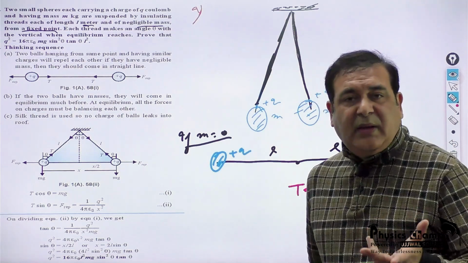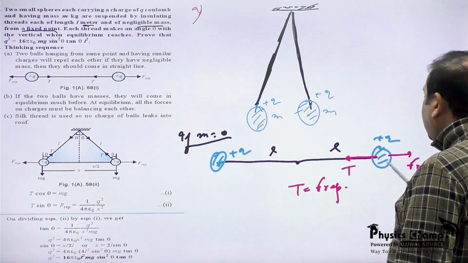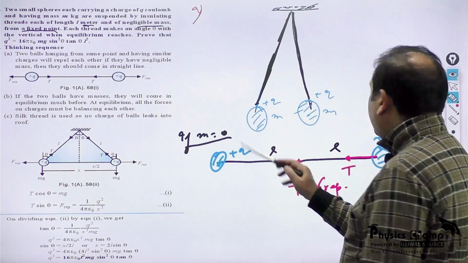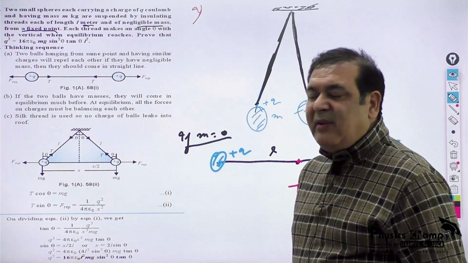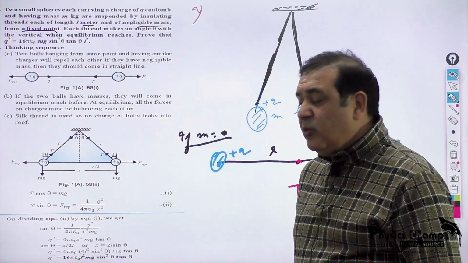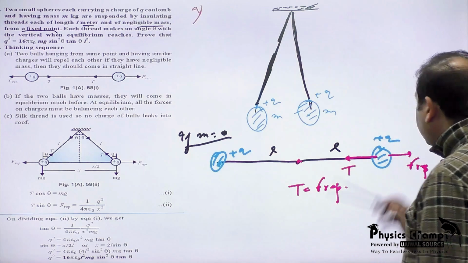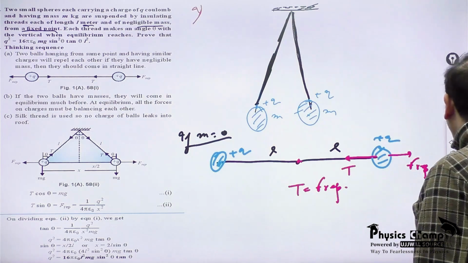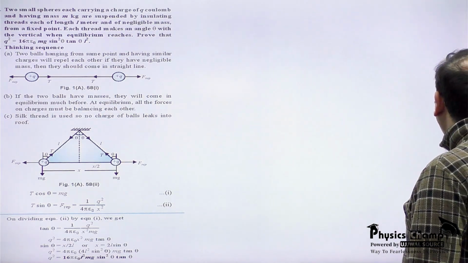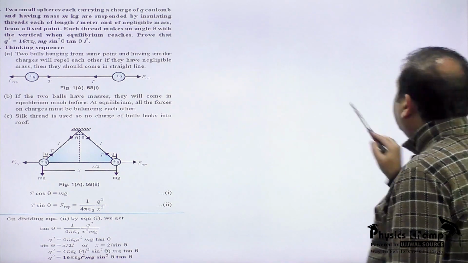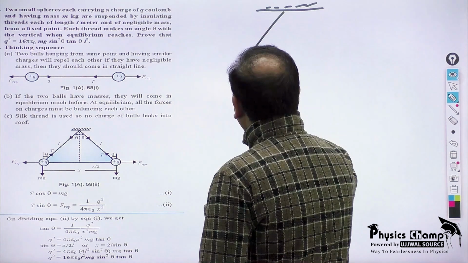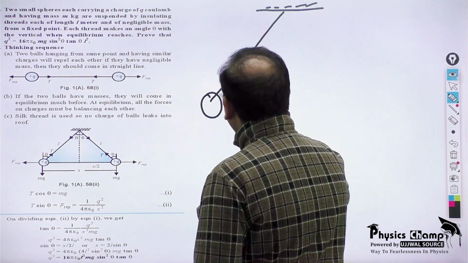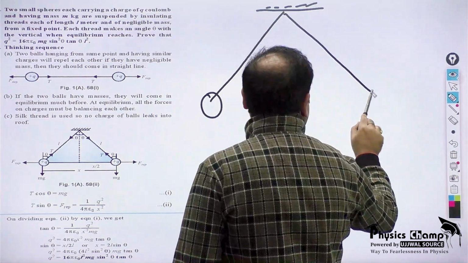Or maybe in a situation where the two balls are not even hanging, they are kept on a surface and connected by a string of length L and L, or maybe 2L, then tension will balance the force of repulsion. But in this case, we are told that the two balls are actually suspended. They do not have 0 mass, they have mass m.